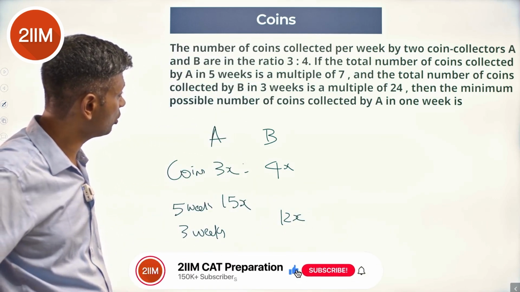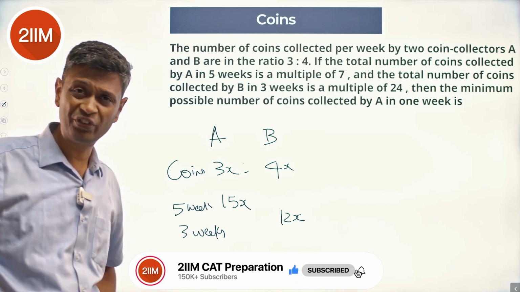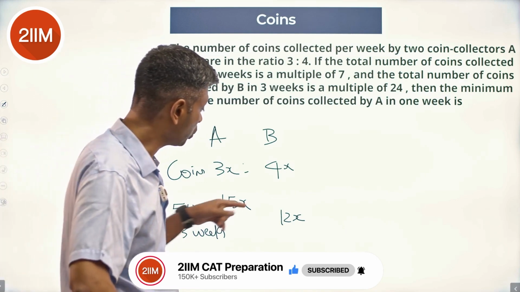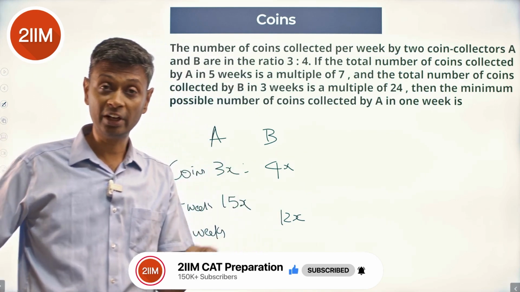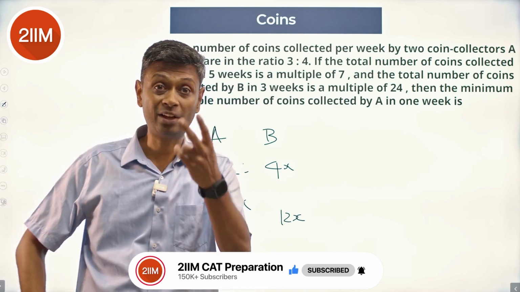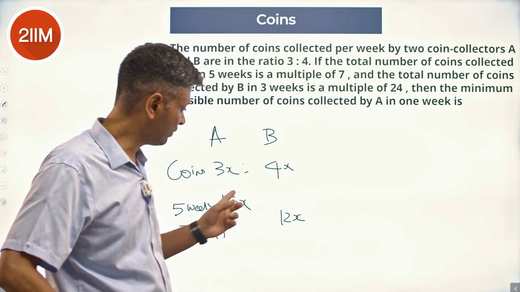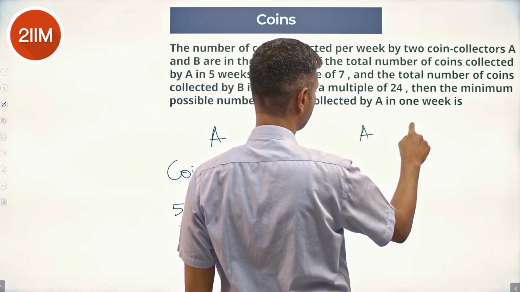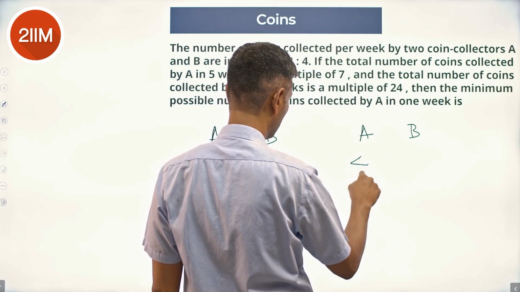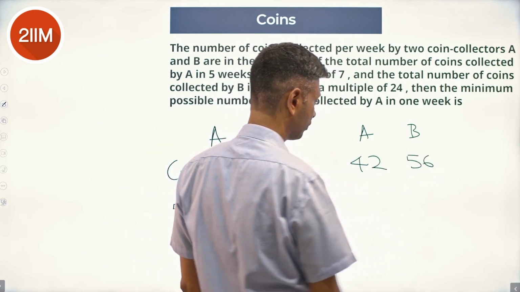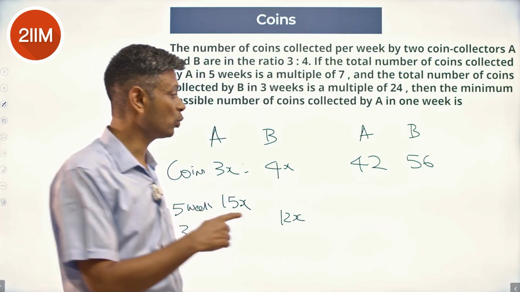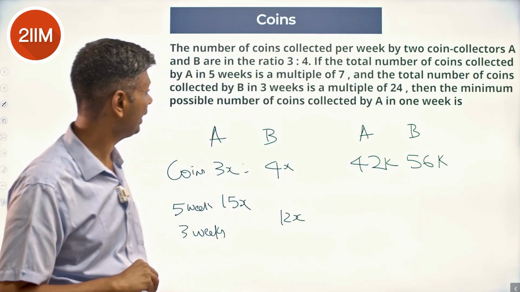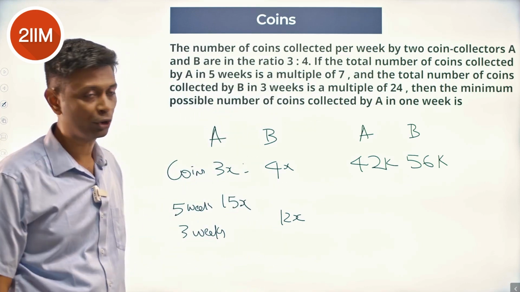And the minimum possible number of coins collected by A in 1 week. So 15x is a multiple of 7, so x has to be a multiple of 7. 12x is a multiple of 24, there's already 12 sitting in there. x has to be a multiple of 2, x has to bring in 2. So 2 and 7, x has to be a multiple of 14. So I'm going to simplify this. Let's say A and B, x, 3 into x is 42, 4 into x is 56. This is 42k and 56k. So the minimum A can bring in 1 week is 42 when k is 1.